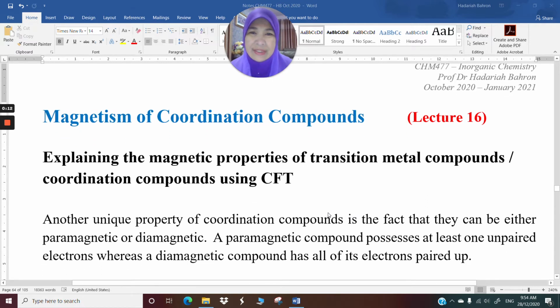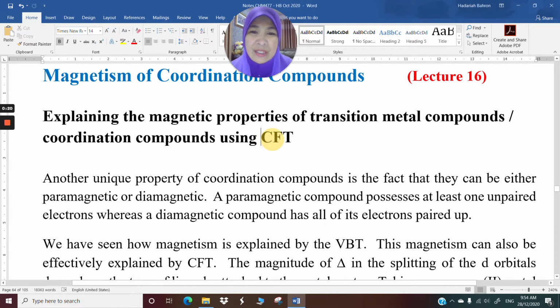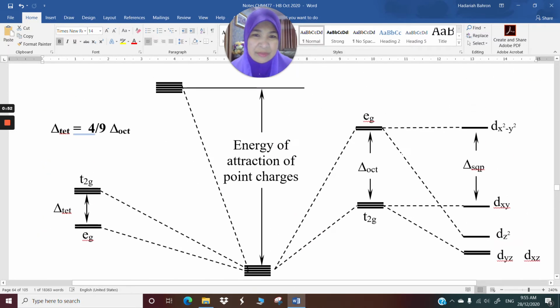CHM477 Inorganic Chemistry. I'm going to talk about magnetism of coordination compounds explained through crystal field theory. Explaining the magnetic properties of transition metal compounds or coordination compounds using crystal field theory, or CFT. My lecture 16 dealt with the splitting of the orbitals of any transition metal when ligands approach the metal center. When ligands approach the metal, let's do a little bit of a recap.